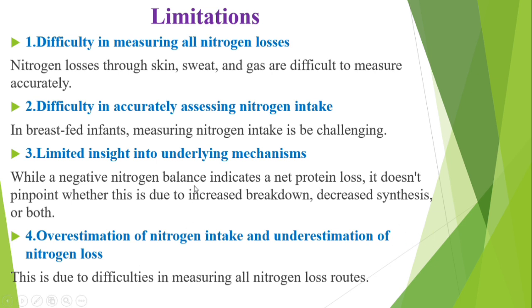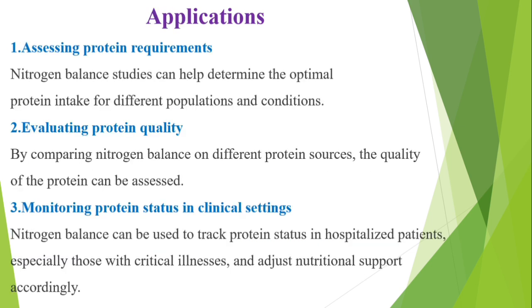Limited insight into underlying mechanisms. While negative nitrogen balance indicates a net protein loss, it doesn't pinpoint whether this is due to increased breakdown, decreased synthesis or both. Overestimation of nitrogen intake and underestimation of nitrogen loss. This is due to difficulties in measuring all nitrogen loss routes.